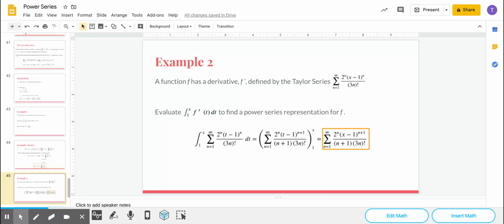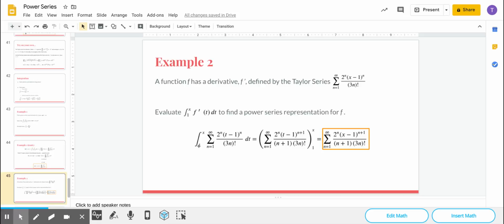And so if I know that a function f has a derivative f prime, and f prime is defined by this infinite series, I need to integrate f prime in order to find the power series for f, right? So there's the fundamental theorem of calculus at work. Integral of the derivative cancels each other out, right? And so I should just get back to the original function.